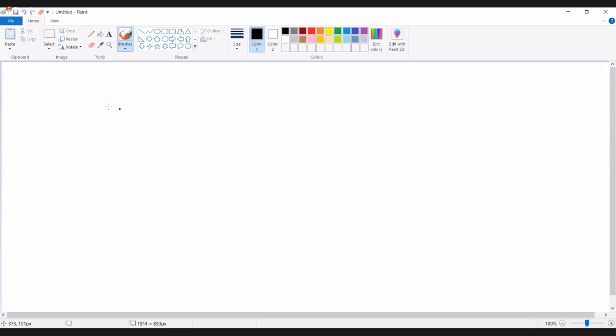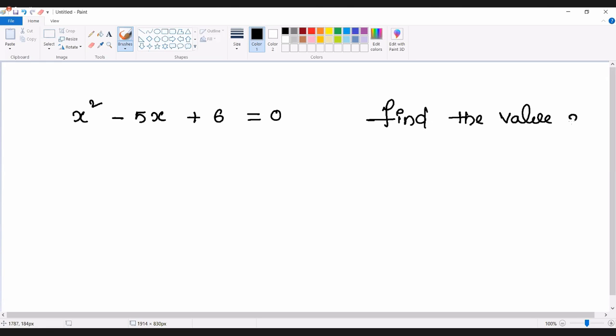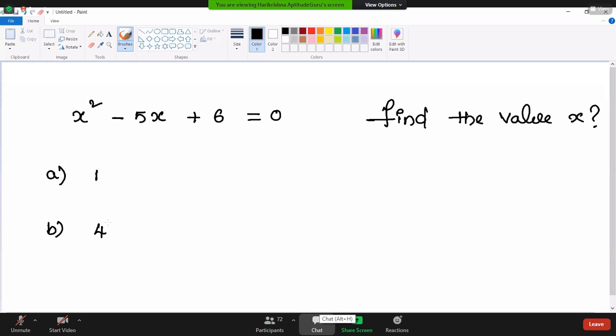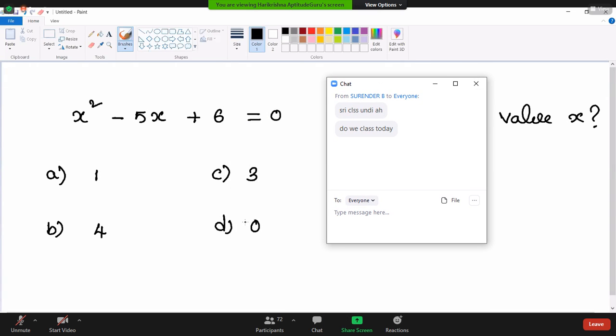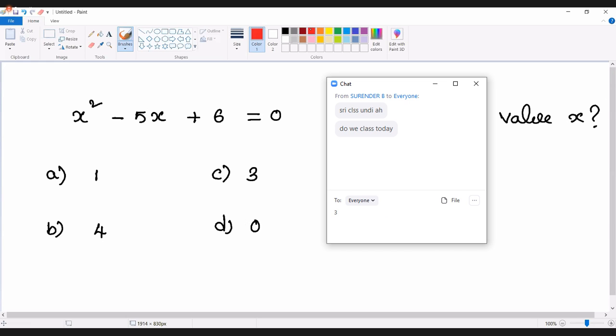If you have a question like this: x square minus 5x plus 6 is equal to 0. The question here is: find the value of x. We have option choices here. The first option is 1, the second option is 4, the third option is 3, and the fourth option is 0. So what is the value of x is the question.